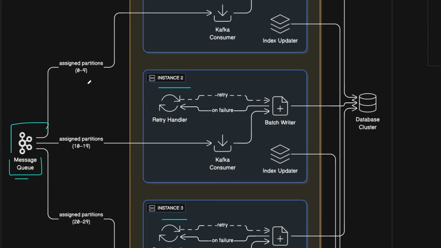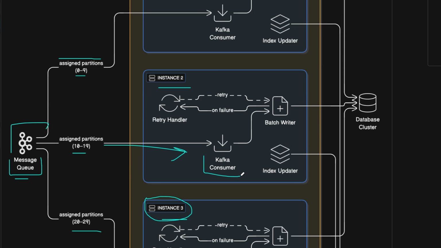So we can assign partitions to each of these instances, and as an example, this can be from 0 to 9, this can be 10 to 19, this can be 20 to 29 partitions that we will assign to each of these instances here. And the way it will work is we will have messages that arrive to this message queue, and then each instance will consume these messages from Kafka. We can even do batch writes for efficiency. And then we will handle retries and failures inside of an instance.